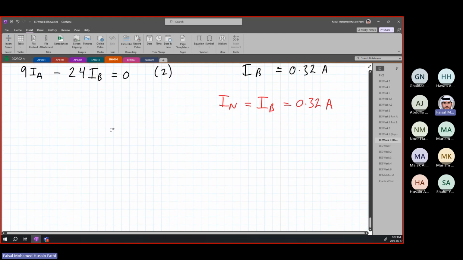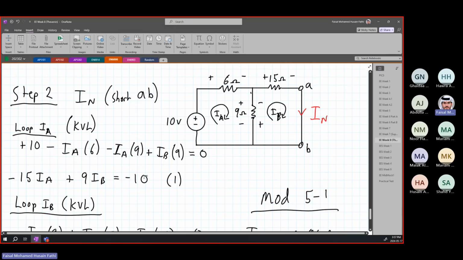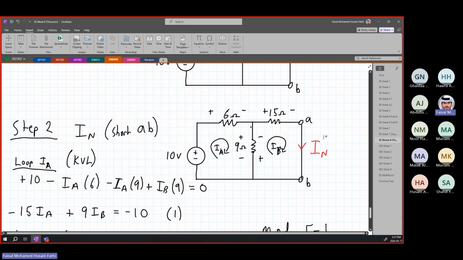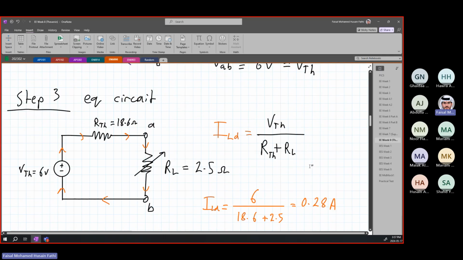Then step 3 would be building the circuit using IN and your equivalent resistance. And this is how you apply the Norton method. The only difference between the Norton method is step 2: you shorten the circuit from A to B and find the current going through it. In Thevenin, you open the circuit, and I'm going to mention that as well in the notes.